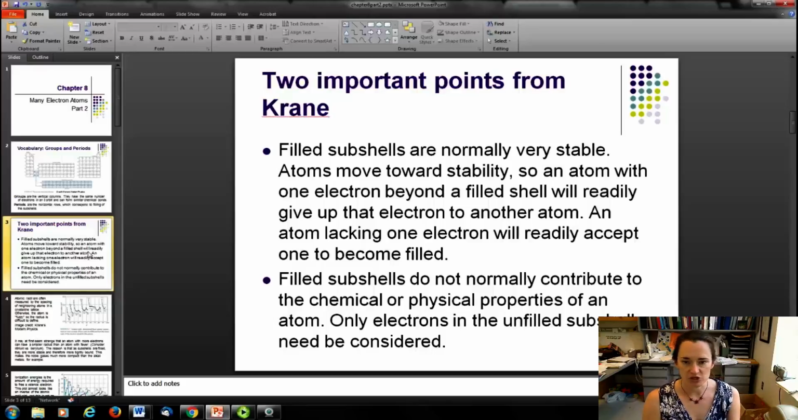Now, filled subshells don't normally contribute to the chemical or physical properties of the atom, and only the electrons in the unfilled subshells need to be considered. So when you're thinking about properties such as the magnetic properties, the electrical or conductive properties, or the chemical reactivity, you really don't have to think about the electrons that are in the filled shells underneath, only the valence electrons in the outermost shell.